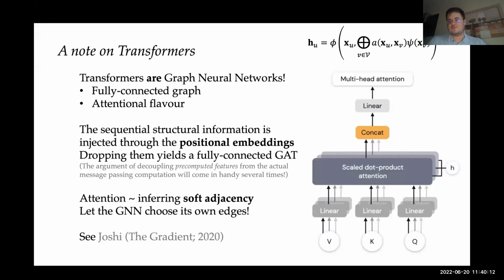If you drop them, you end up with a fully connected graph attention net. And these pre-computed features give hints to the model as to where you are in a sequence, but the model is not at all required to use them. The main symmetry of a transformer is permutation equivariance. And you can think of this attention matrix as basically inferring some soft adjacency and therefore letting the graph neural network choose its own edges. For a much more interesting and deeper discussion of this, I invite you to check out Chaitanya Joshi's review in The Gradient under the name Transformers or Graph Neural Networks.